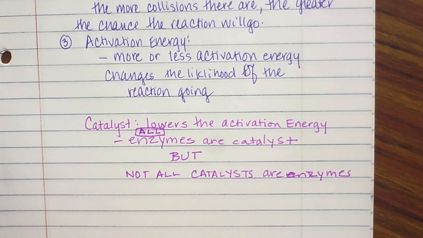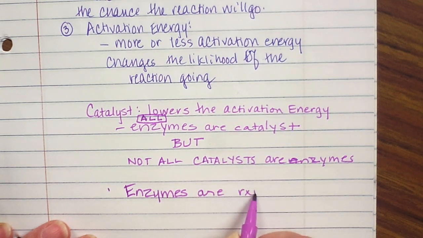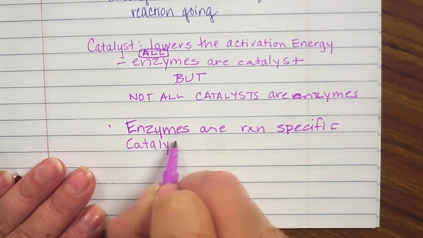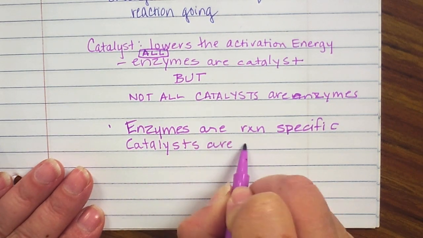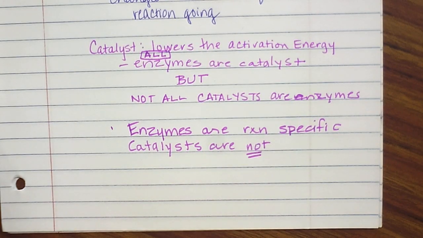For example, heat is a catalyst. It will lower the activation energy. It will speed up a reaction. But it is not reaction specific. So therefore, it is not an enzyme, because enzymes are all reaction specific. Catalysts are not. So that's the difference. Enzymes are reaction specific. Catalysts are not. They do the same thing. They both lower the activation energy, but catalysts are not reaction specific.